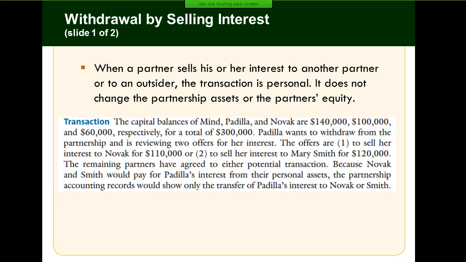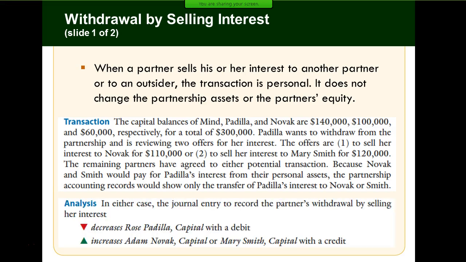Padilla wants to withdraw from the partnership and is reviewing two offers for her interest. The offers are: number one, to sell her interest to Novak for 110,000, or to sell her interest to Mary Smith, a new person, for 120,000. The remaining partners have agreed to either transaction. Because Novak and Smith would pay for Padilla's interest from their personal assets, the partnership accounting records would show only the transfer of Padilla's interest to Novak or Smith.